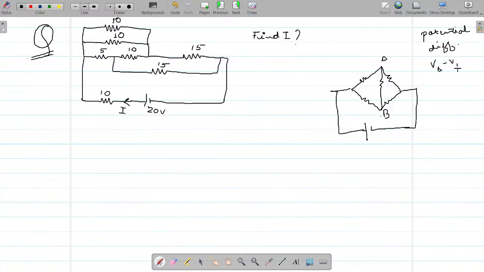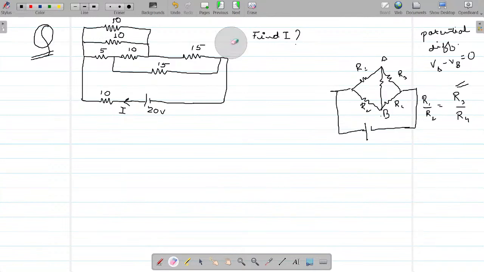So can I write VA minus VB would be equal to what? Zero, right? So what is the condition for such an event? R1 upon R2 should be equal to R3 upon R4. This is the condition of a balanced bridge. In short, a bridge is said to be balanced when in such a structure, point A and point B are equipotential. That is what we need to keep in mind.